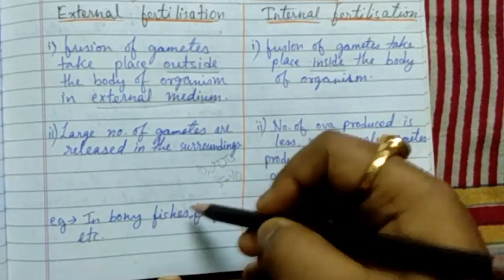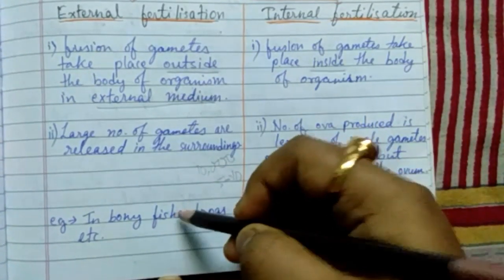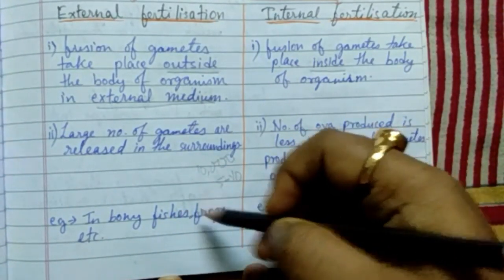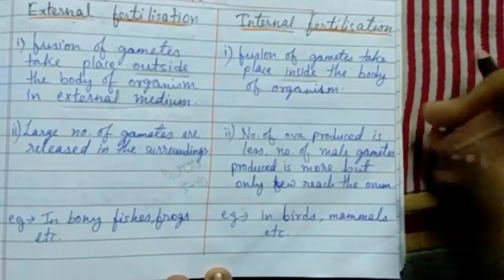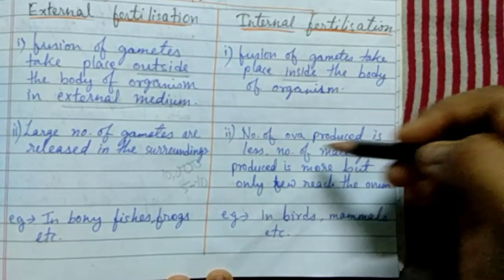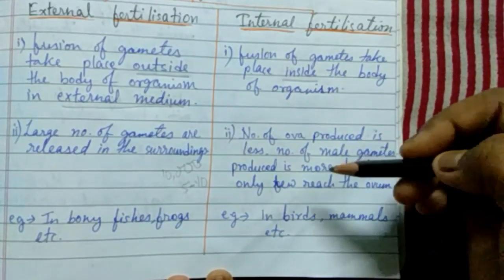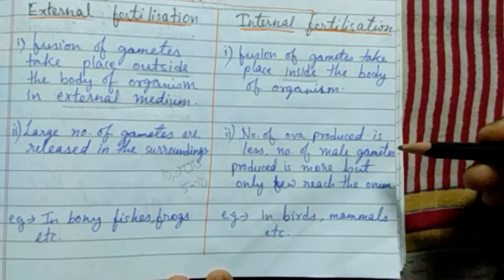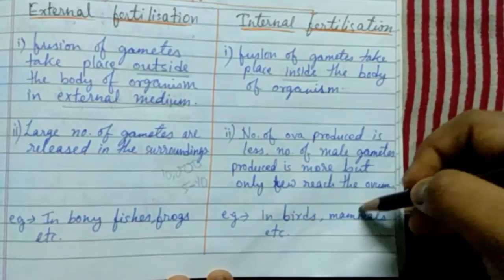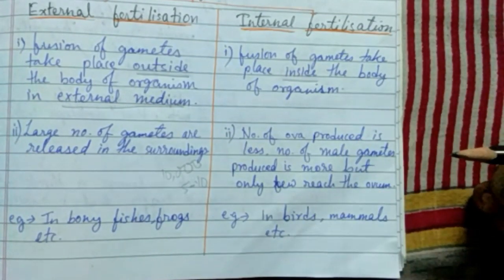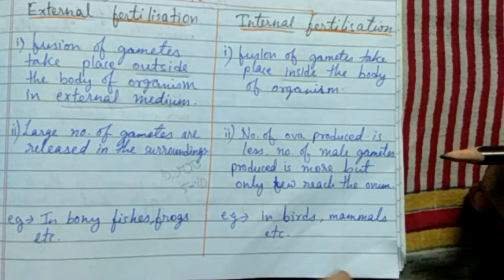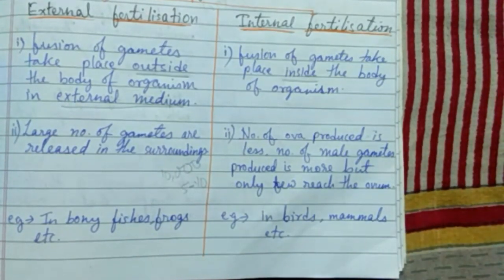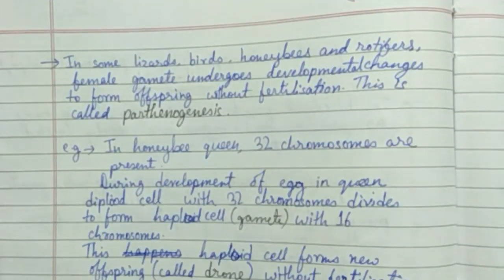For example, in bony fishes, frogs, etc. In fishes and frogs, in both cases, water is the external medium because they release their gametes in water. And in internal fertilization, a smaller number of ova are produced, because the number of male gametes produced is more, but only a few reach the ovum. Like in birds and mammals, like in human beings also, only a single ovum is formed. However, a lot of sperms are released, and only very few sperms reach the female gamete.